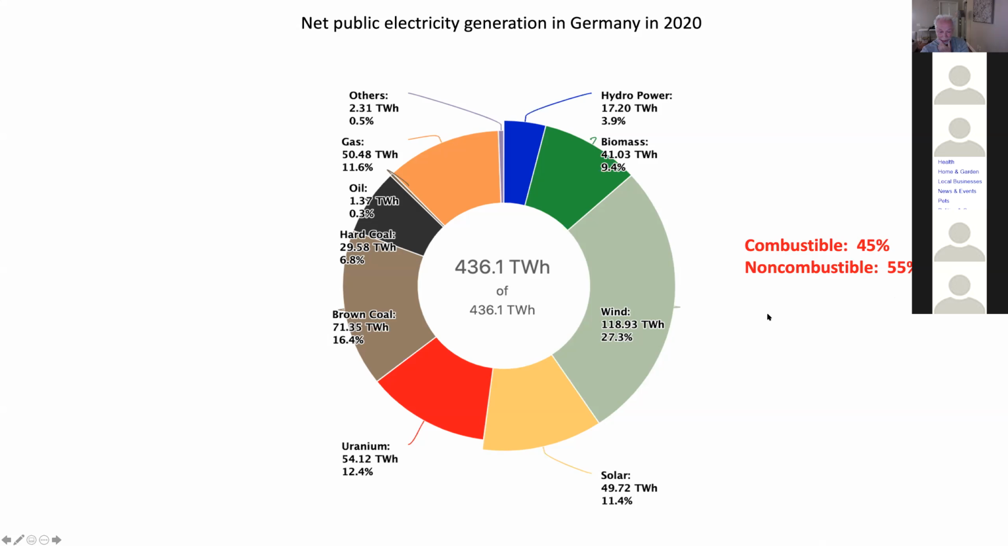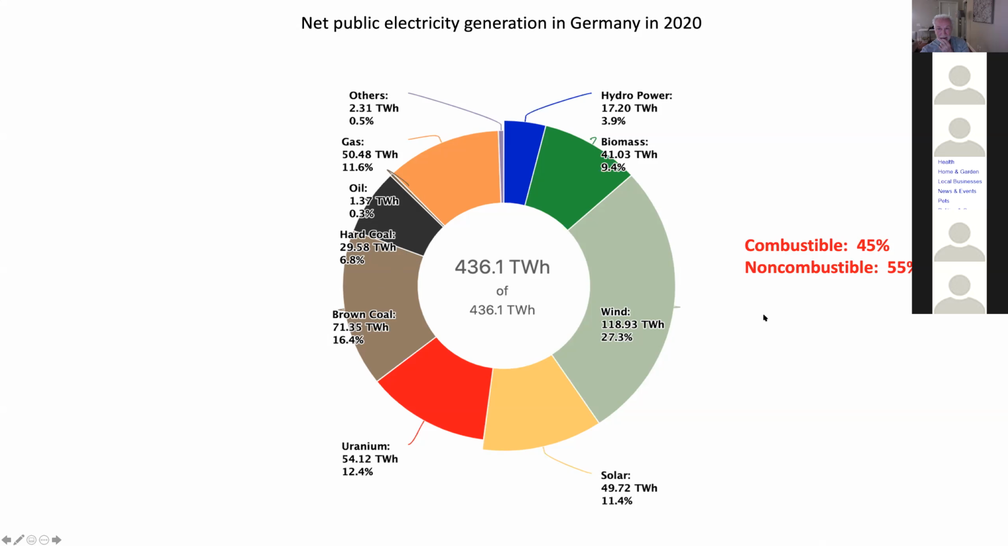So what are the non-combustible sources that Germany uses? Well, nuclear power, uranium, 12%, solar power, 11%, wind, 27%, and hydropower, about 4%. Now, biomass is combustible, so that doesn't count. Where do they get the rest of it? From soft coal and hard coal, oil and gas.